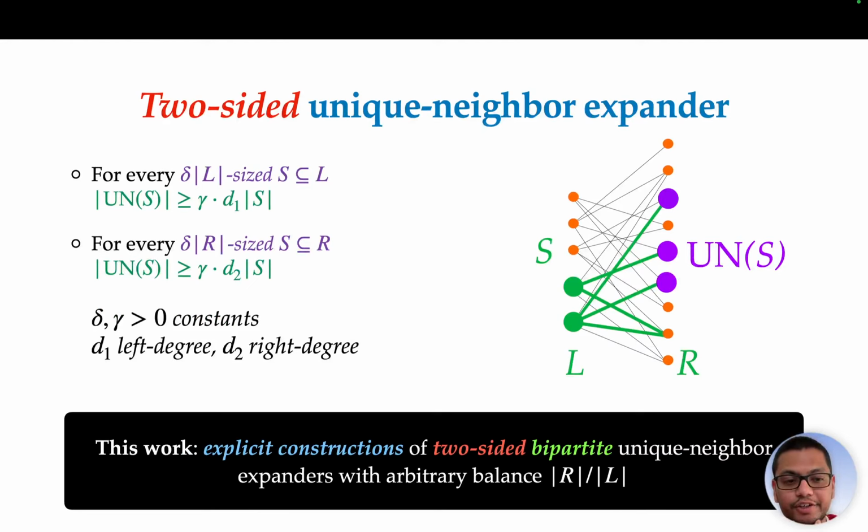Okay, so now getting to the main subject of this talk, which is the notion of a two-sided unique neighbor expander. A two-sided unique neighbor expander is a bipartite graph where every small set on the left has many unique neighbors on the right, many being the left degree times the size of the set times a small constant gamma. And similarly, every subset of the right also has many unique neighbors on the left. In this work, we will see explicit constructions of two-sided bipartite unique neighbor expanders, where we can make the ratio of the number of vertices on the right to the number of vertices on the left any arbitrary constant.